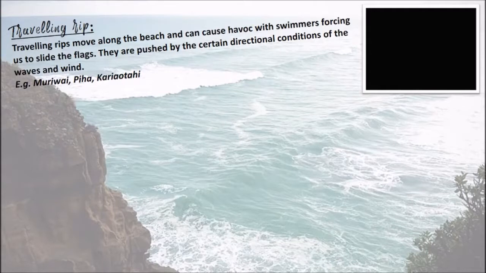Travelling rips. Travelling rips move along the beach and can cause havoc with swimmers, forcing us to slide our flags. They're pushed by certain directional conditions of the waves and wind. So if we've got a really strong crosswind, you might find that we're getting a rip moving sideways along your beach, as in sliding sideways, not moving parallel. And you see this along some of your longer beaches.